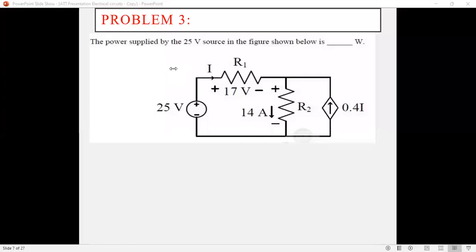Okay, so the answer of the given problem, the power supplied by the 25 volt source in the figure shown below, is 250 watt. The answer given by the GATE examination is in the range of 248 to 252. So either 248 or 248.5 is also a correct answer, and 250 is a correct answer. In between 248 to 252, it is the correct answer for the given problem.